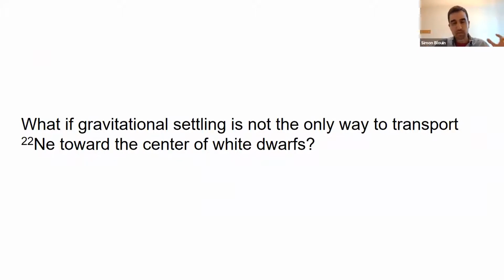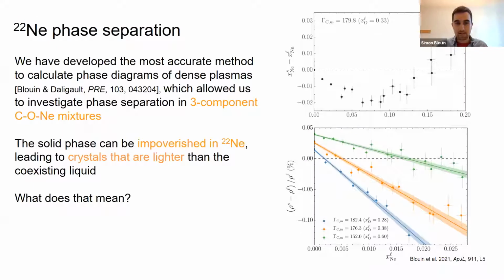So we know that neon-22 has in theory all the gravitational potential energy that we need to explain the Q branch anomaly, but it looks like simple gravitational settling is just not enough to move this neon-22 and release this gravitational energy. So then the question is, well, is there perhaps another way to transport the neon-22 to the center of the white dwarfs? And we think we have identified such a mechanism.